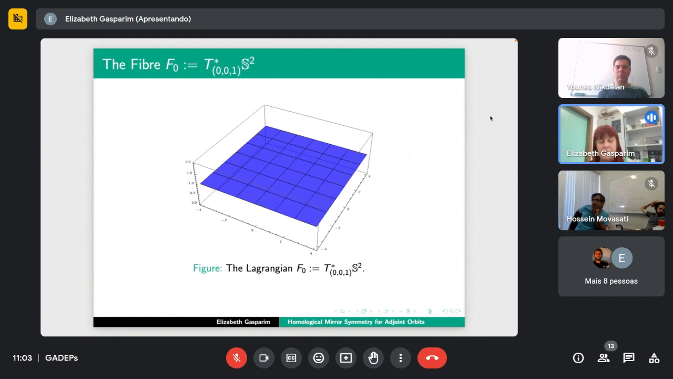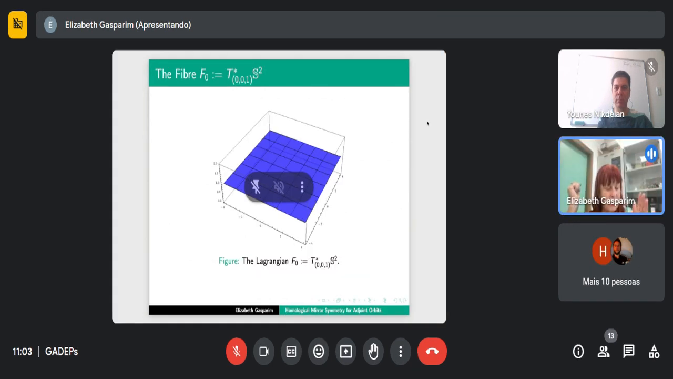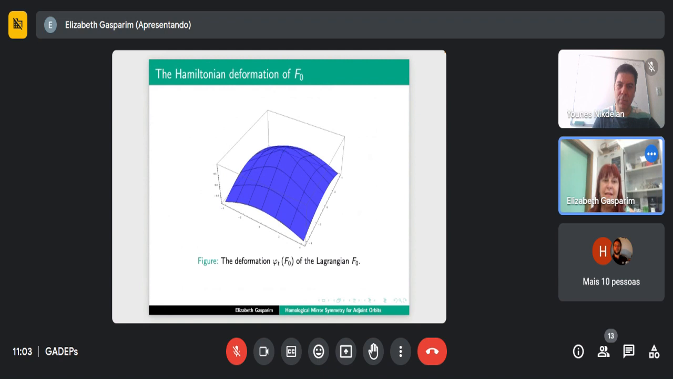So what do I want to do? So if we want to do Floer homology of F0, F1, then the recipe says you deform F0 until it intersects F1 transversely, and then you count the intersections, right? So here's the fiber drawn with equations. Now it is the Hamiltonian deformation. Think of like time epsilon Hamiltonian deformation of F0, which will then intersect with F1.